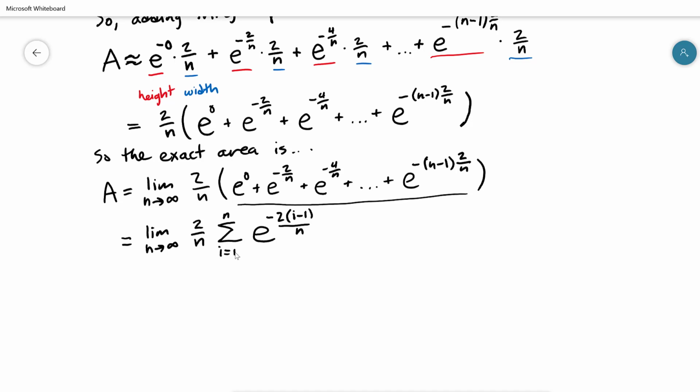When I plug in i equals 3, I want to get this one. So when i equals 3, this thing will spit out a 2, and I'll have 2 times my negative 2 over n, which will give me the negative 4 over n that I'm going for. And at the very end, when i is all the way equal to n, I will get negative 2 times n minus 1 over n. I get the same thing back. I've just rewritten the way the terms are arranged there.